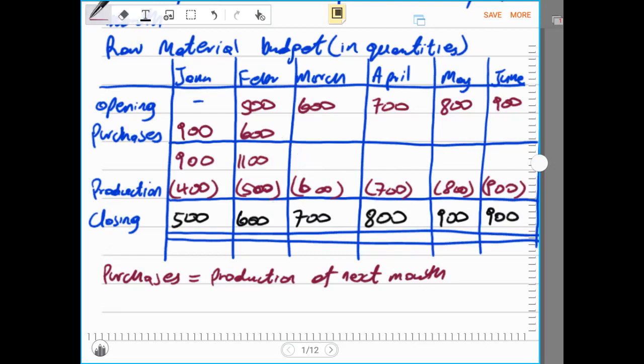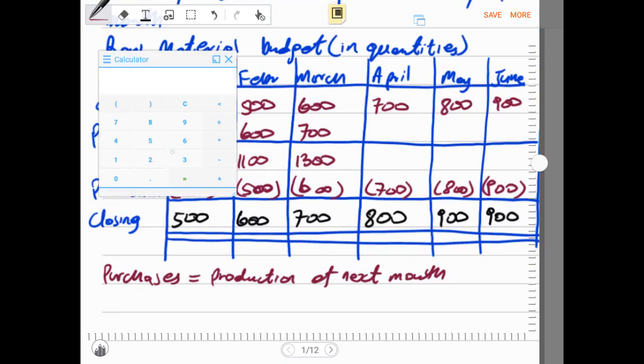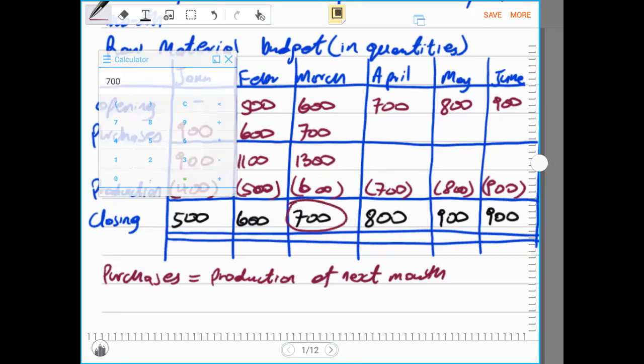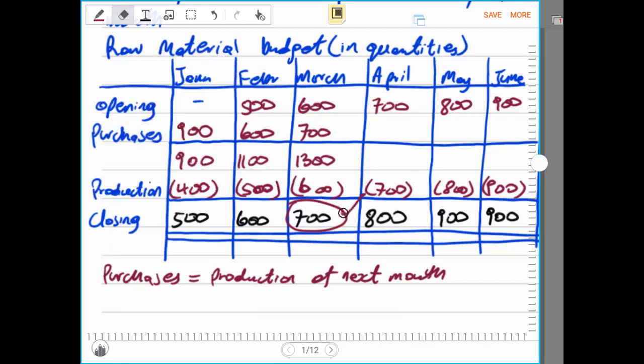That means purchases is equal to production of next month. And here our purchases will be equal to the production of next month. And here the production of next month. Therefore now it means it will be 700. And if you say 700 plus 600, this will give us 1,300. And if you say 1,300 less 600, this gives us 700, which is the closing. That is exactly how things are supposed to be. And now closing, remember, it is equal to production of the next month. So now we are really on track with that.